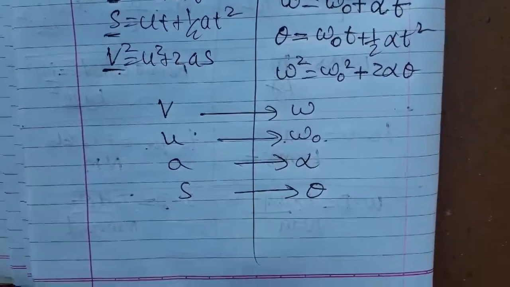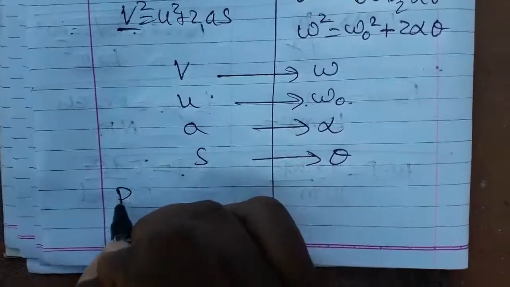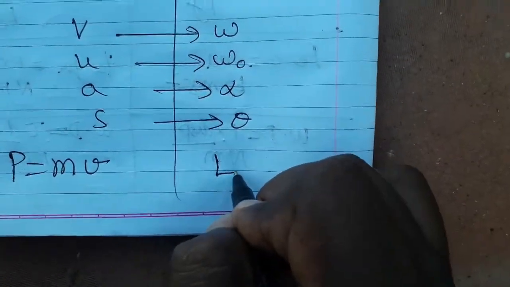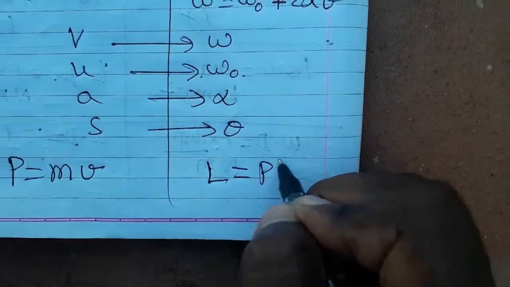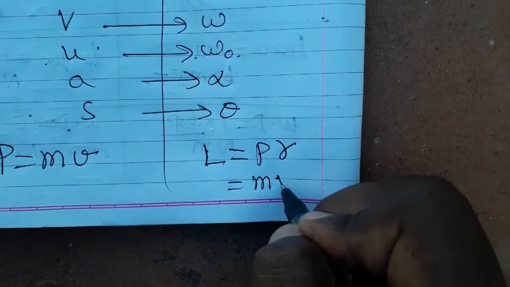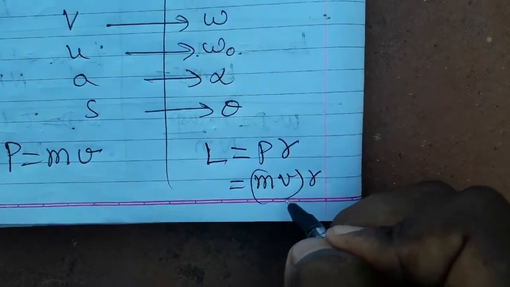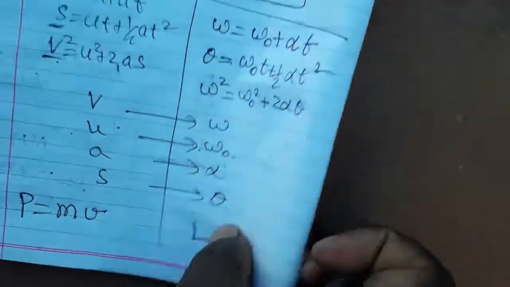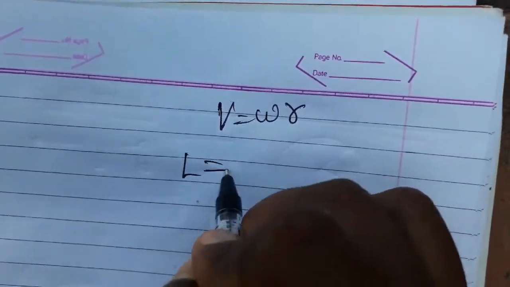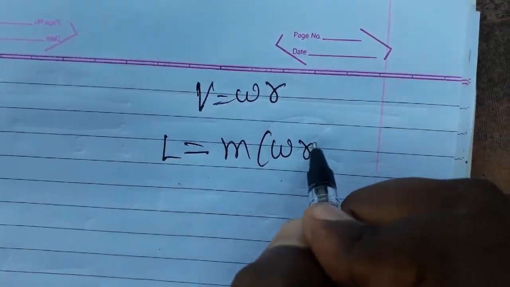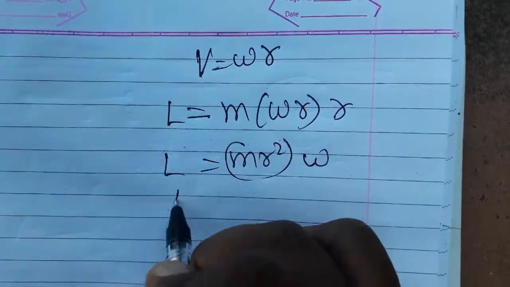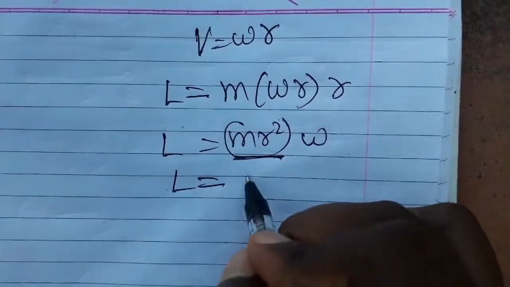Another thing is linear momentum. Momentum is equal to mass into velocity, but angular momentum L is equal to linear momentum into radius. Linear momentum is mass into velocity, into radius. Velocity we can write as omega r. That means L is equal to m omega r into r, so mr square omega. So L we can take as I omega.